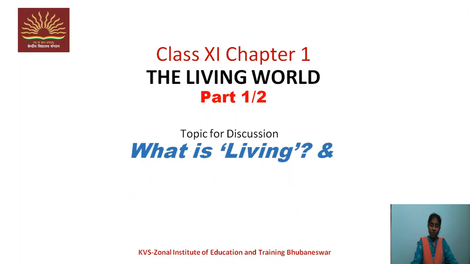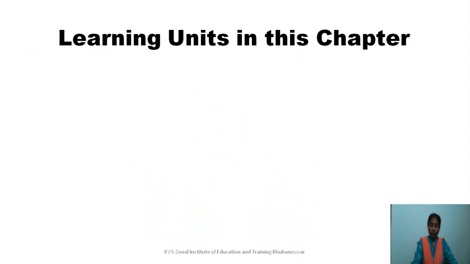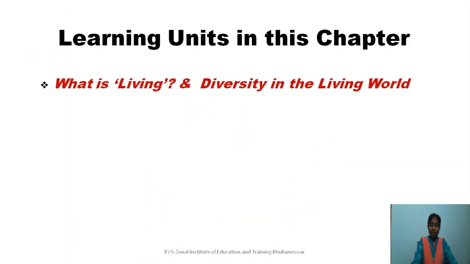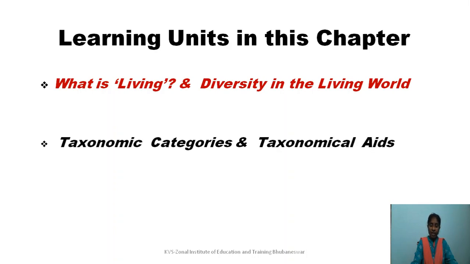Topic for discussion: what is living and diversity in the living world. Learning unit in this chapter: what is living and diversity in the living world, taxonomy categories and taxonomical aids.